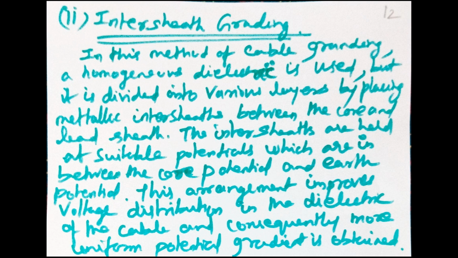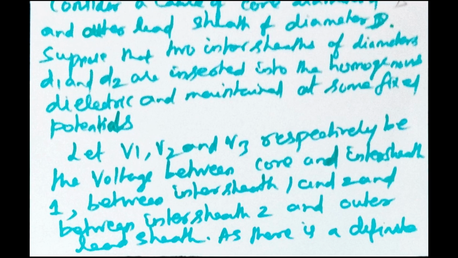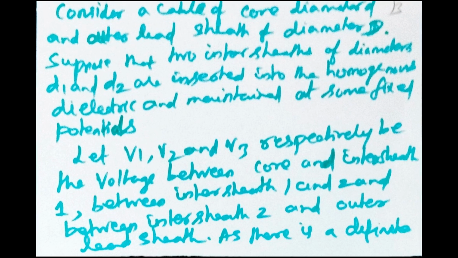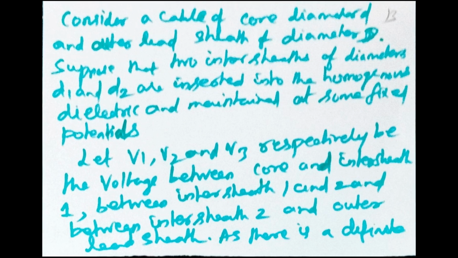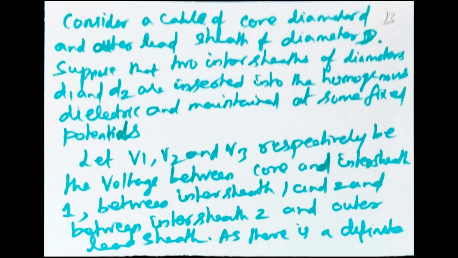Suppose 2 intersheaths of diameters d1 and d2 are inserted into the homogeneous dielectric and maintained at fixed potentials. Let V1, V2 and V3 respectively be the voltage between core and intersheath 1, between intersheath 1 and 2, and between intersheath 2 and the outer lead sheath. As there is a definite potential difference between the inner and outer layers of each intersheath, each layer can be treated like a homogeneous single core cable.